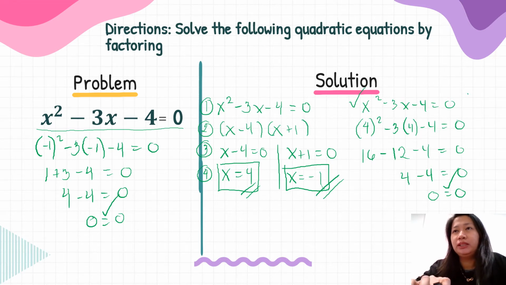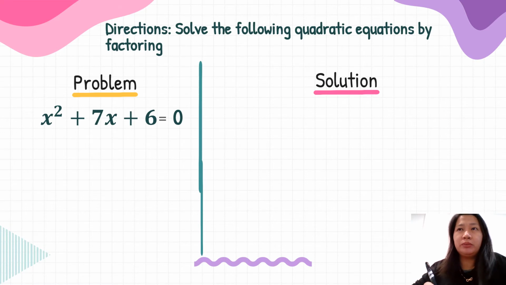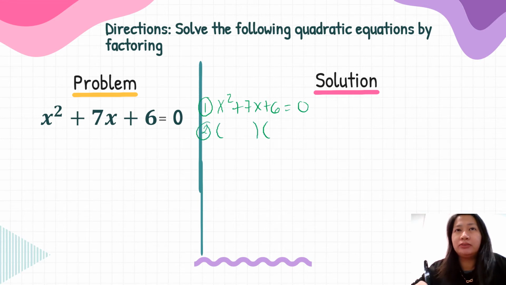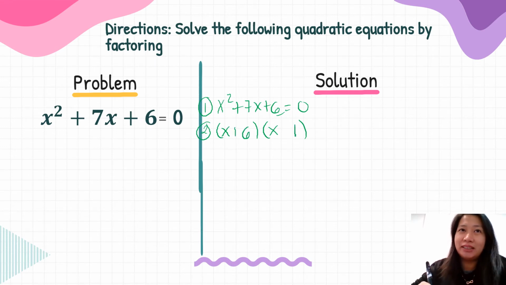Now, let's go to number 2. Example number 2. Same with example number 1. The first thing we will do is check if it is already in standard form. And this one is already in standard form. So, x squared plus 7x plus 6 equals 0. And then step number 2, factor lang po natin sila. So, factor ni x squared, x at saka x. And factor ni 6 na kapag inadd ang sagot ay 7. And that is 6 times 1. Positive ha? Positive 6 times 1. 6 times 1 is 6 and 6 plus 1 is 7.